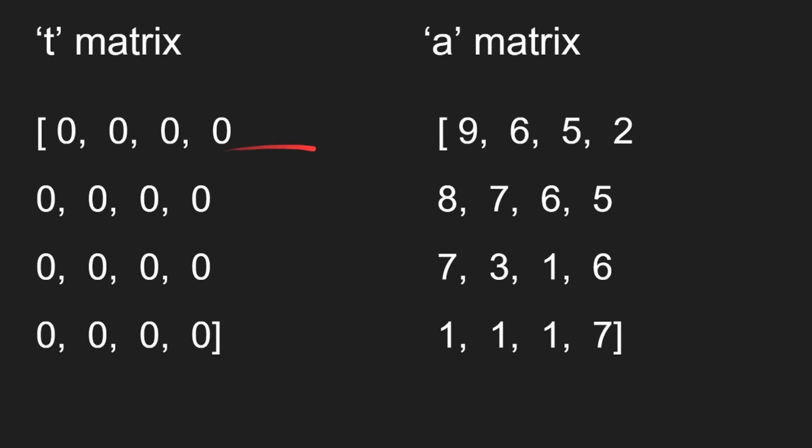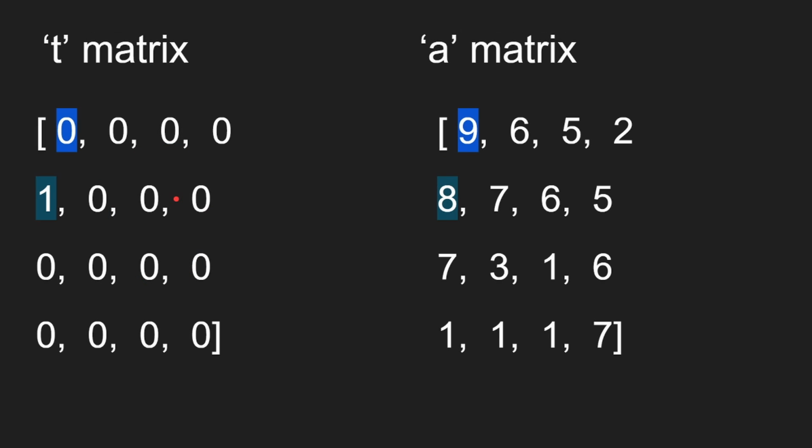The A matrix is the original matrix that we're going to try to find a path of the numbers that are one apart from each other. And the T matrix is where we're going to do the dynamic programming. So here you can see that since 9 and 8 are one apart, I increment 8.